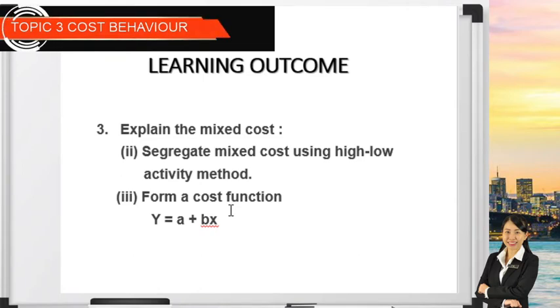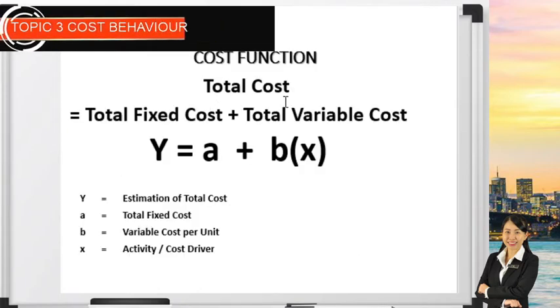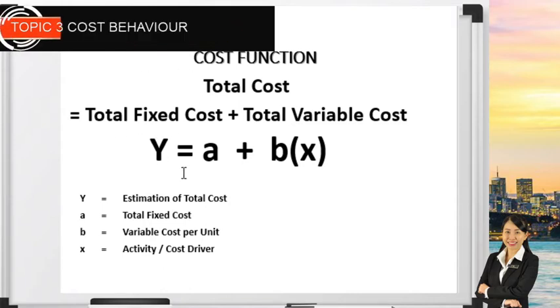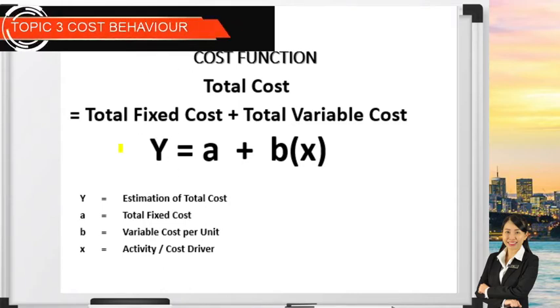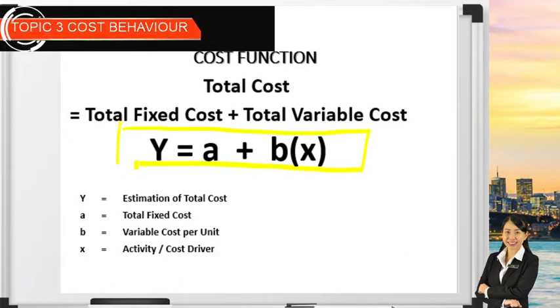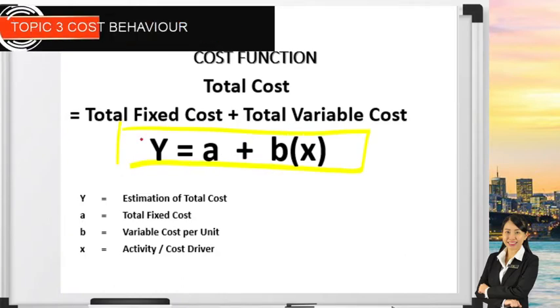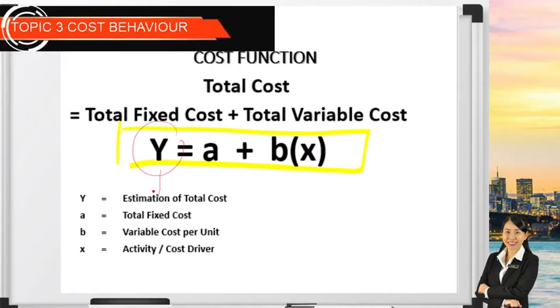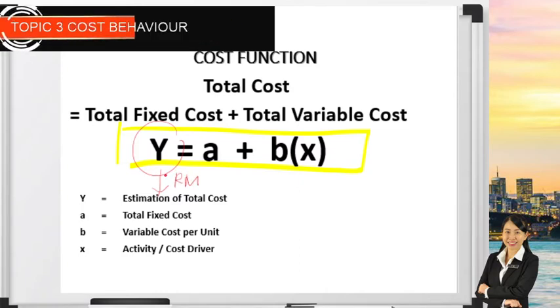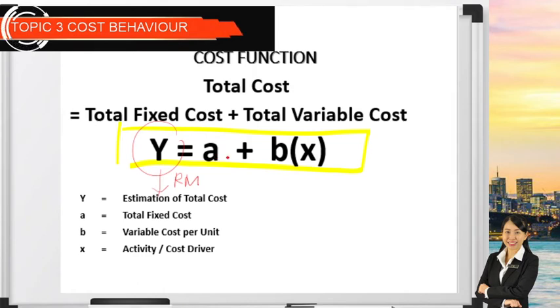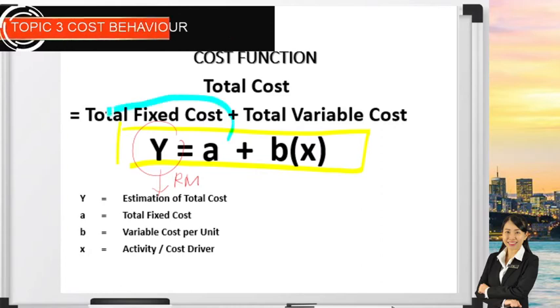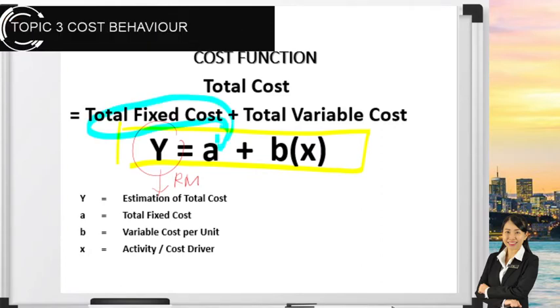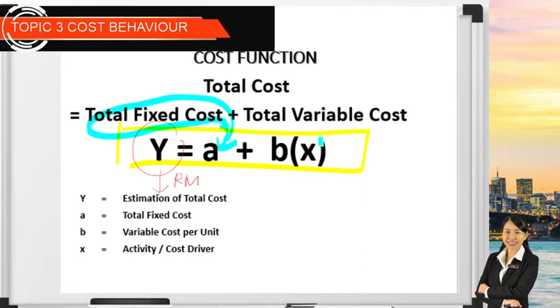Let's see the example. Okay, cost function. This is our cost function, yeah? Y equal a plus bx. Y means total cost, which is in measurement of RM. A refers to our total fixed cost. BX means total variable cost.